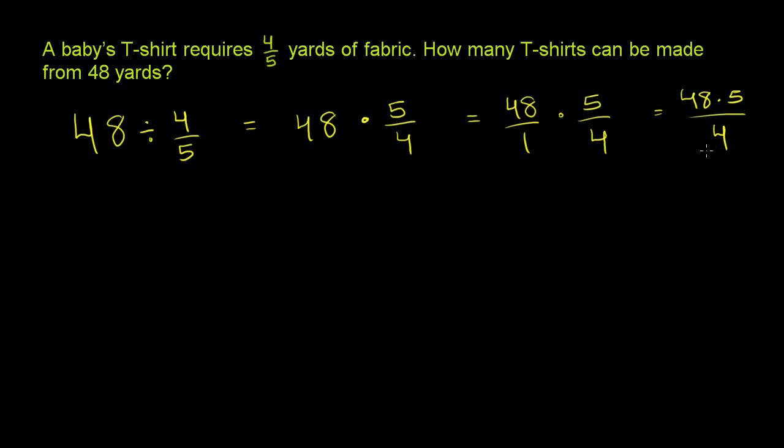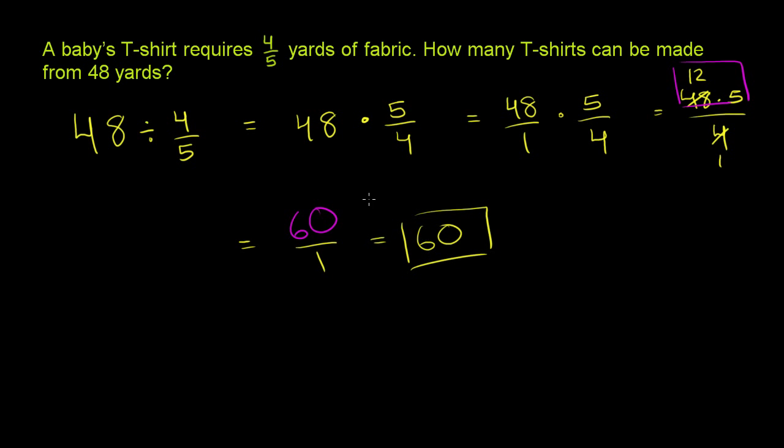Now, let's divide the numerator by 4. Well, we could divide 48 by 4. And we will get 12. And whatever we did to the numerator, we have to do to the denominator. So if we divide 4 by 4, we get 1. So then we're left with 12 times 5, which is equal to 60 over 1, which is the exact same thing as 60.